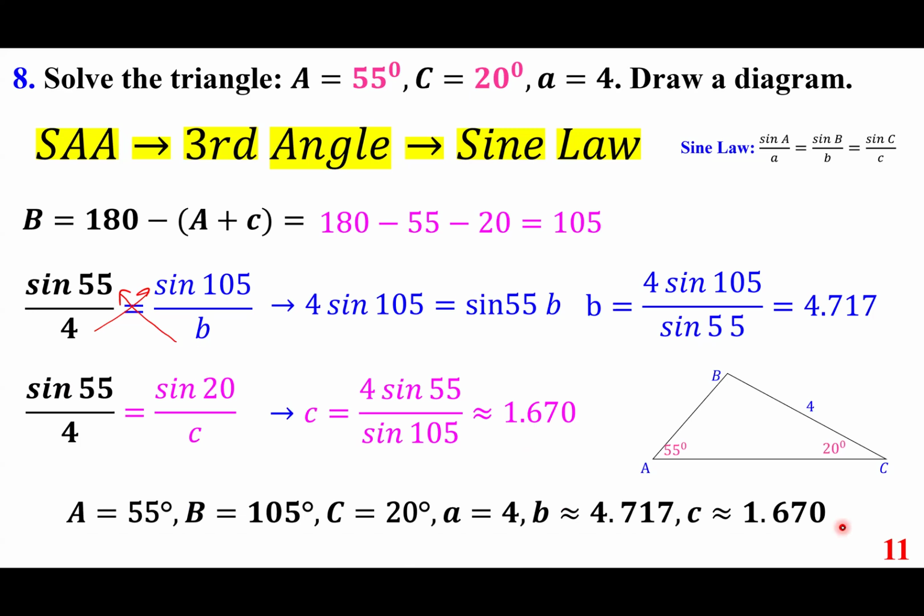So in the case of a side angle, the first thing is to find the missing angle. That's the fastest way. Subtract the sum from 180 and then use the sine law.